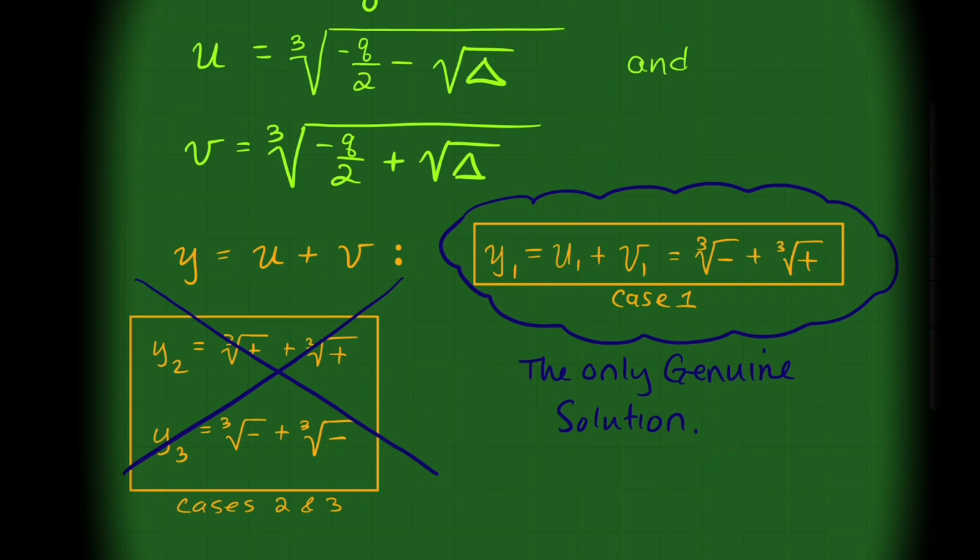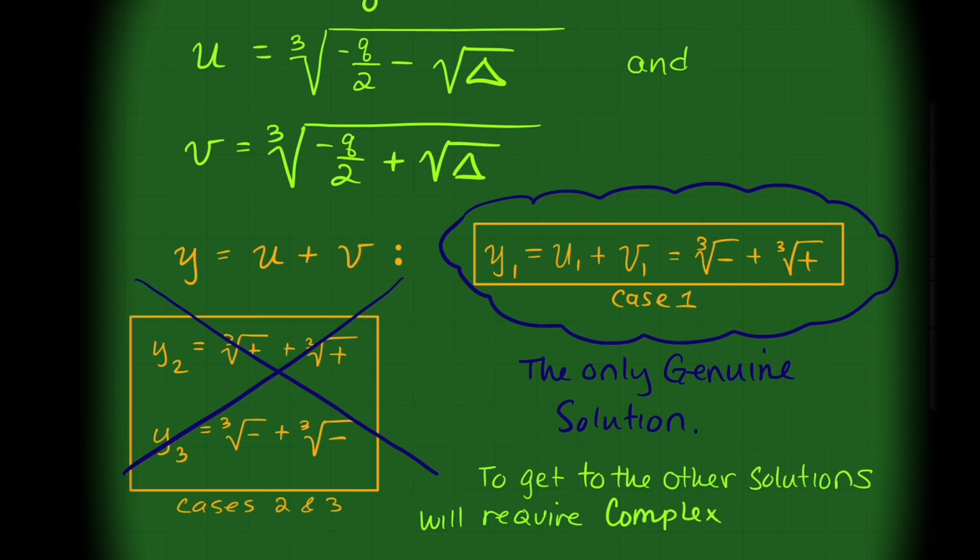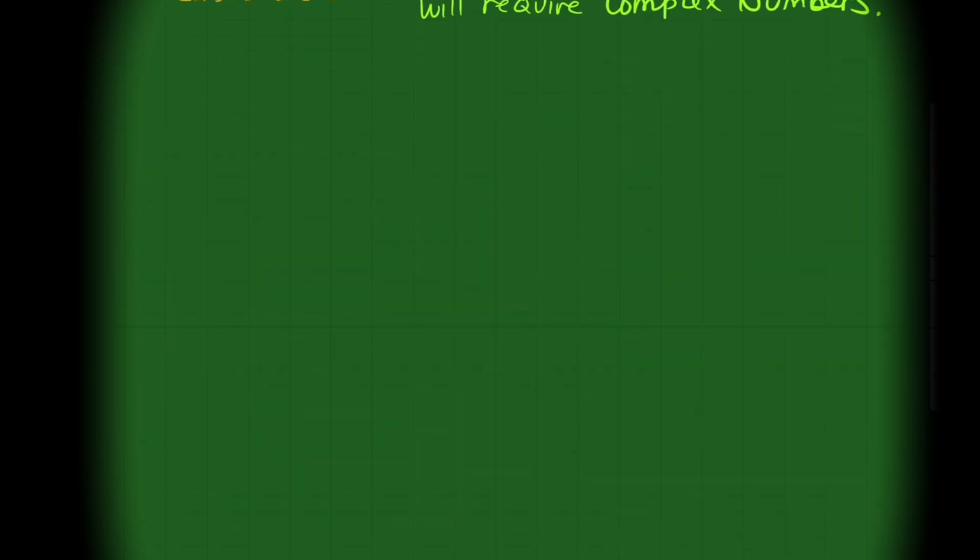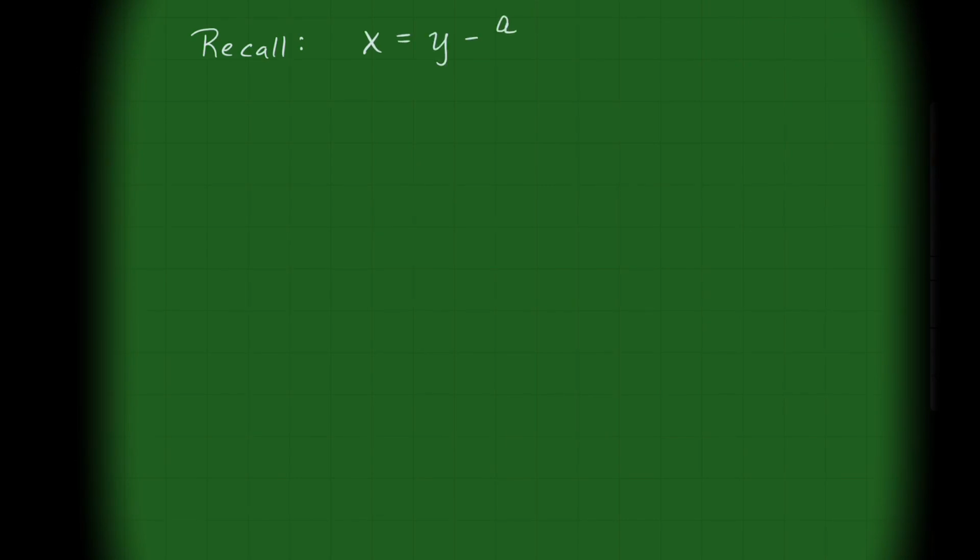Now, to access the other two cube roots, because there are always three cube roots to find in a cubic equation, we would need to employ the use of complex numbers. And for now, we're going to leave that alone. We don't really need to access the other two cube roots here. We just want the primary cube root. We just want one solution, the first real solution.